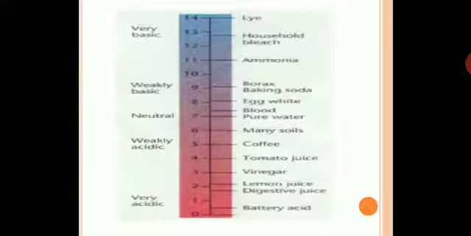Then when you go above, you will see borax or baking soda weakly basic, then ammonia moderately basic, then household bleach very basic. So you can just have a look on this strip, or it's a scale from 0 to 14 which gives different pH values. We will see the pH scale later. First you will just have a look at the color change when you have a difference in their acidic and basic behavior.